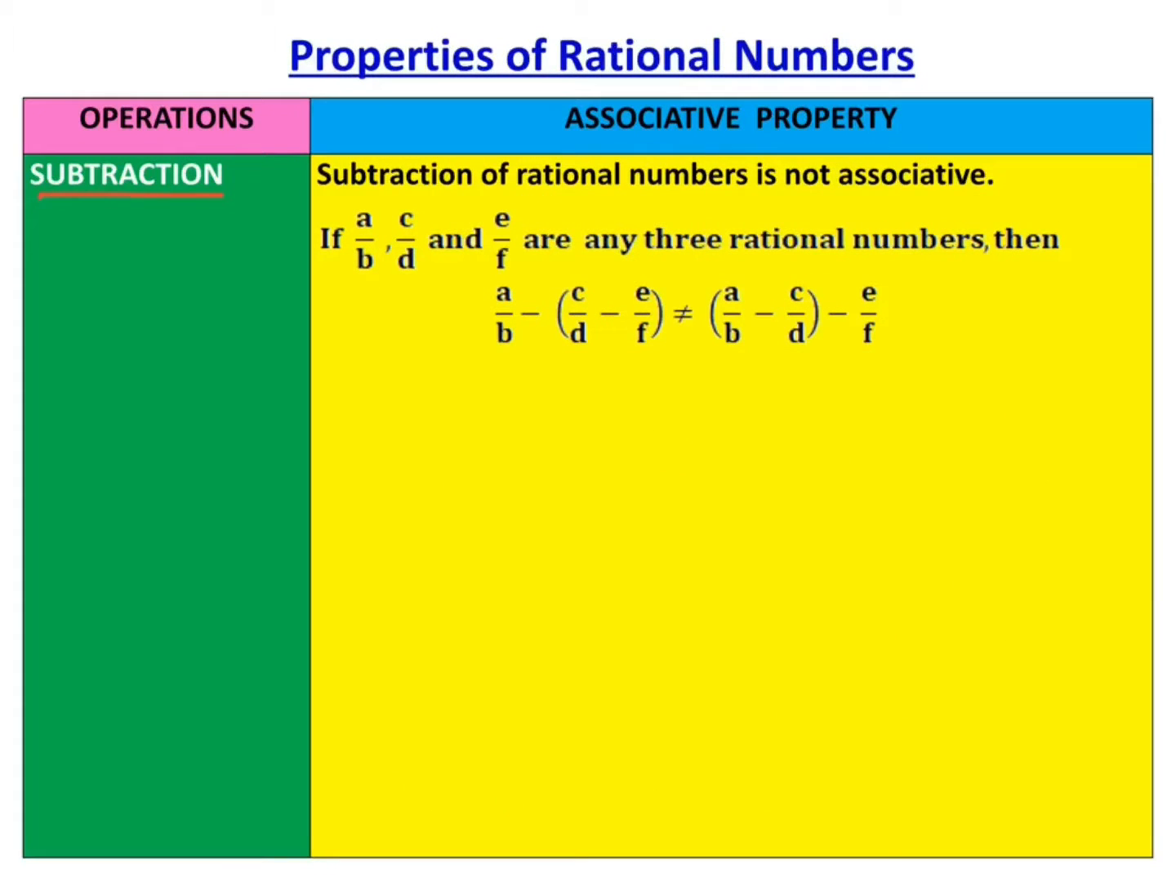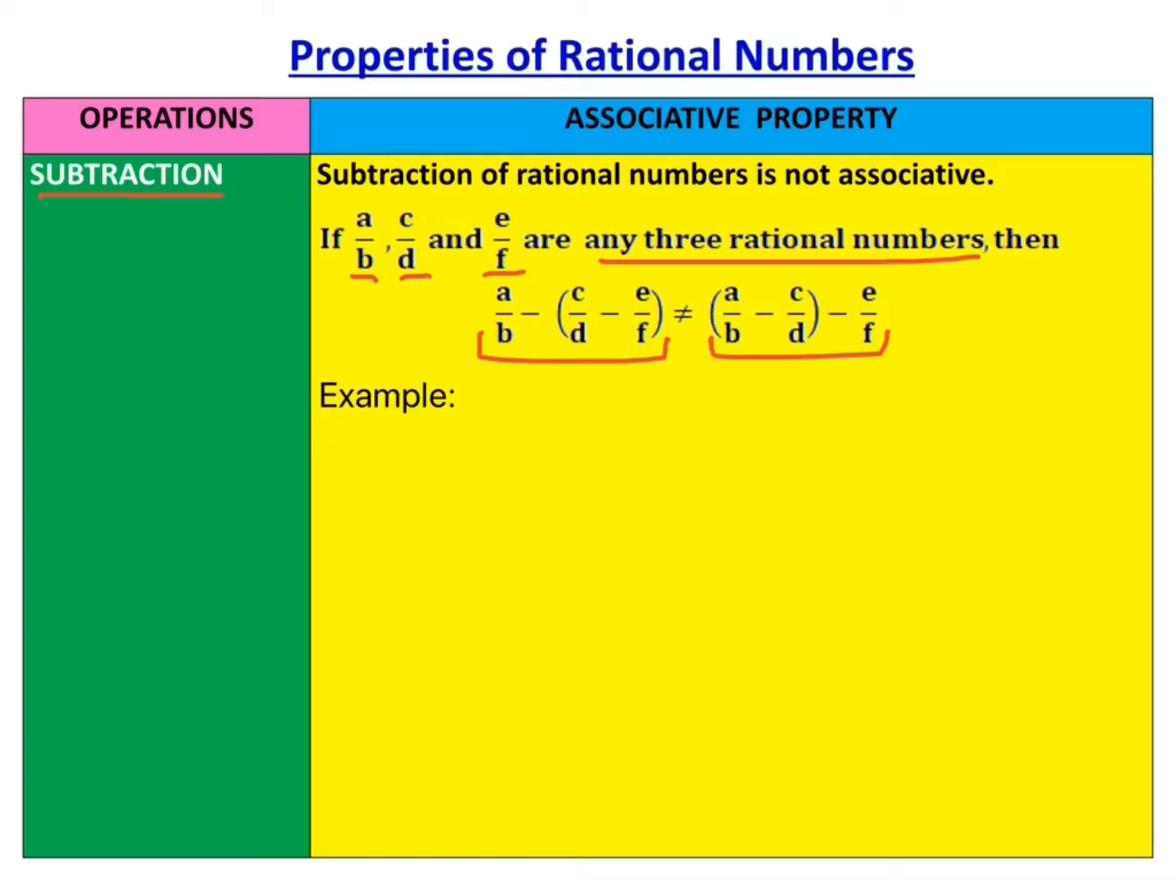Subtraction of rational numbers under the associative property. It states that if a by b, c by d and e by f are any three rational numbers, then if these three rational numbers are grouped in this way or in this way, the result is not the same. Let us understand this with an example.